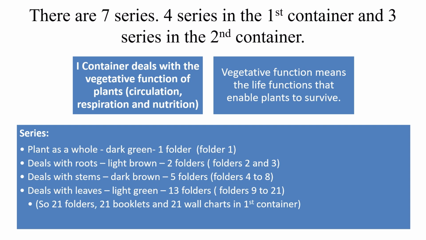Folders 4 to 8 are in dark brown and deal with stems. Folders 9 to 21 are in light green and deal with leaves. Altogether there are 21 folders, 21 booklets, and 21 wall charts in the first container.